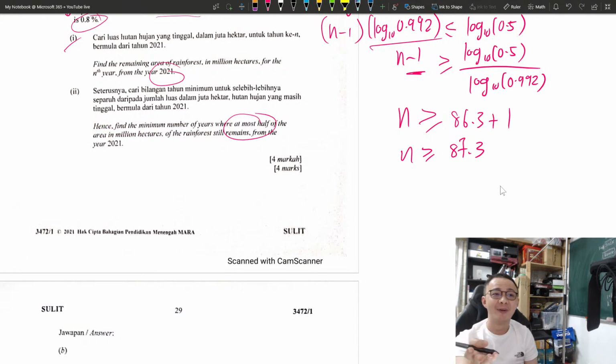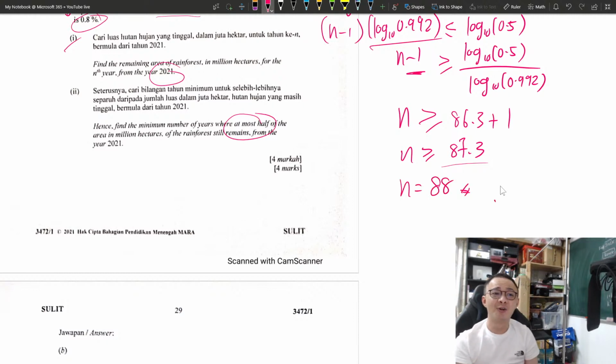Because why? If you say at most, basically means what? I can accept like 88, 89, 90, 91, 92, and so on, because as long as n is bigger than 87.3. But among all the number of years, I want the smallest year, which is the minimum number. So which is 88.